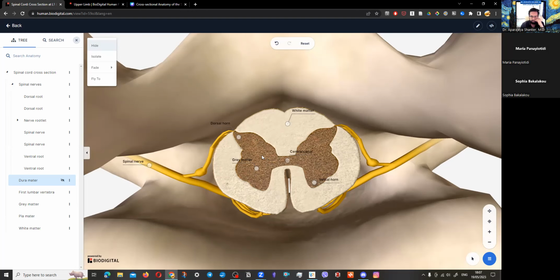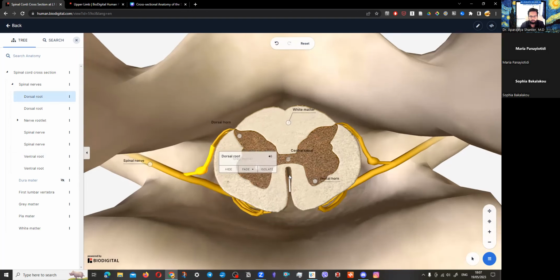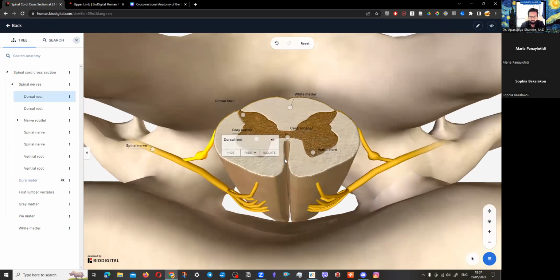And you can see that you have gray matter in the center, right? You have this central canal. You have white matter here, all around in the periphery. And you have the spinal nerve, which has this ventral or anterior part and this posterior part, right? And this gap that you see in the front of the spinal cord is called the anterior median fissure.